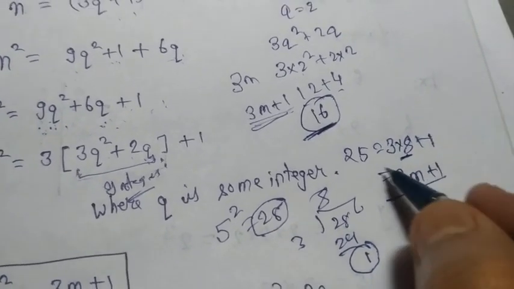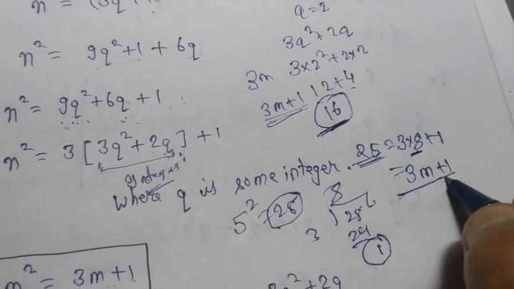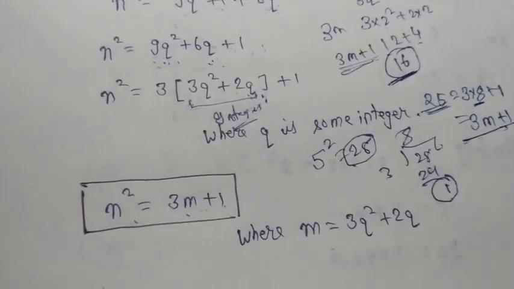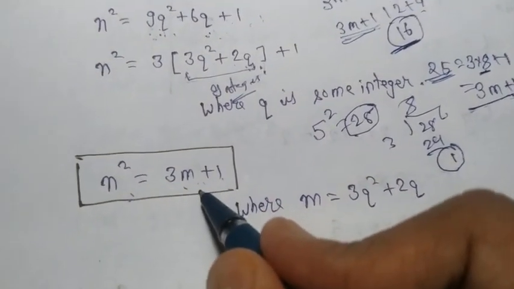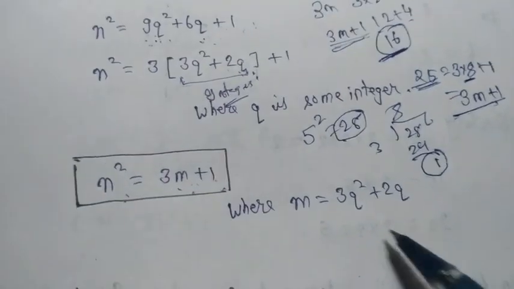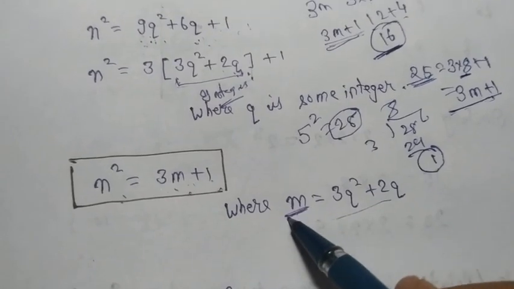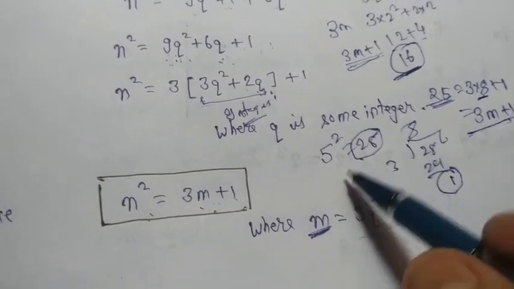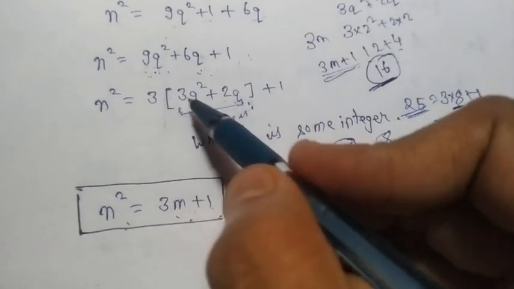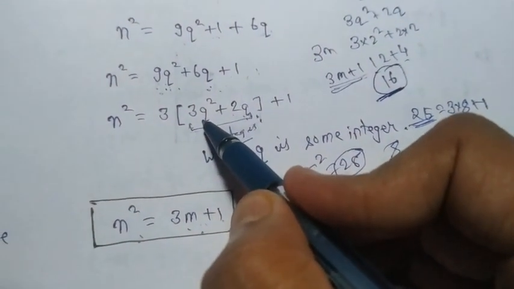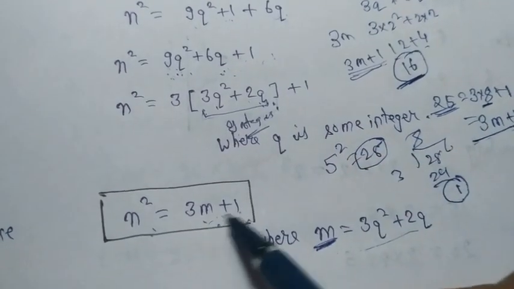So see, square of any positive integer can be represented as 3m plus 1, and square of any positive integer can be represented as 3m also. So that's why n square is equal to 3m plus 1, where m equals 3q square plus 2q. It's just a variable which is representing an integer. I have told you why it is an integer. You can take any value of q, and the whole term will always be an integer. So that's why 3m plus 1.